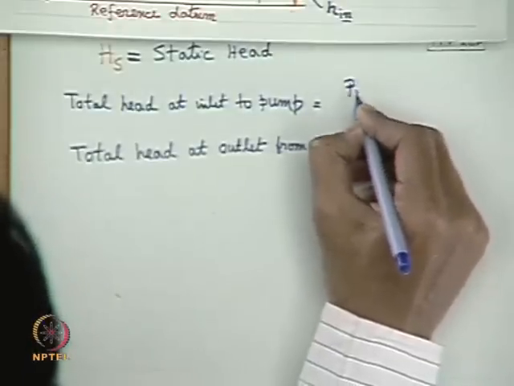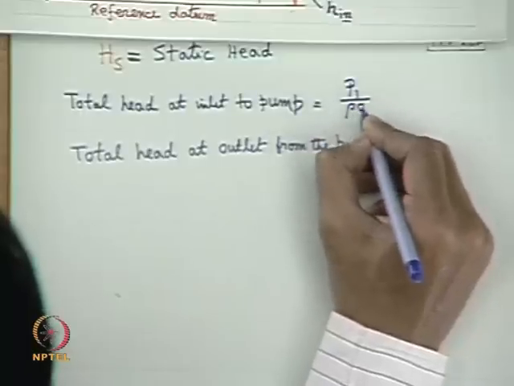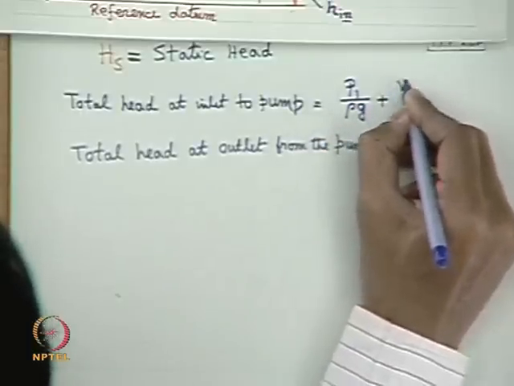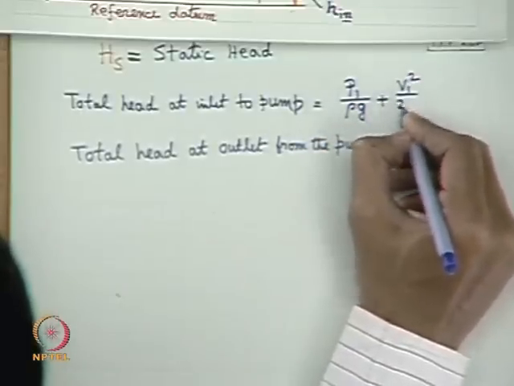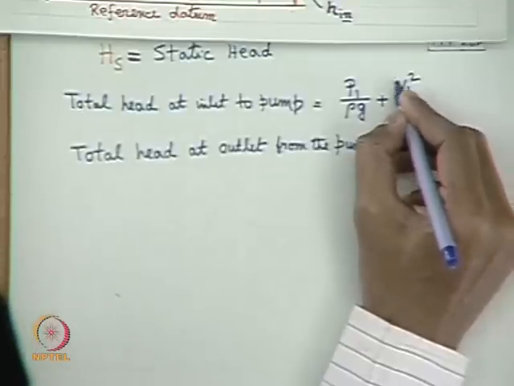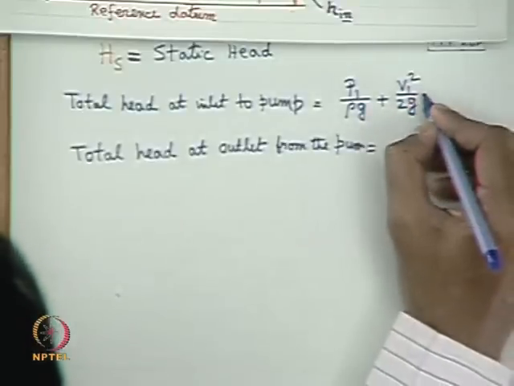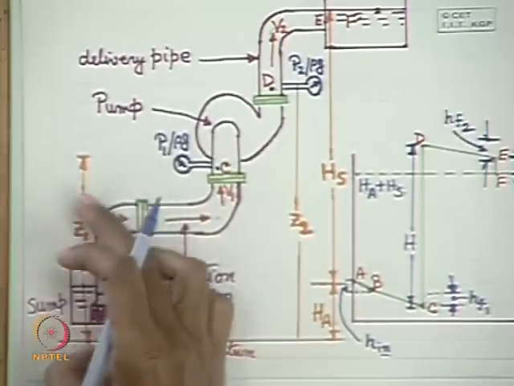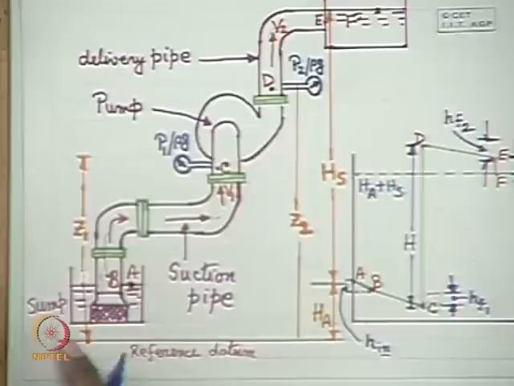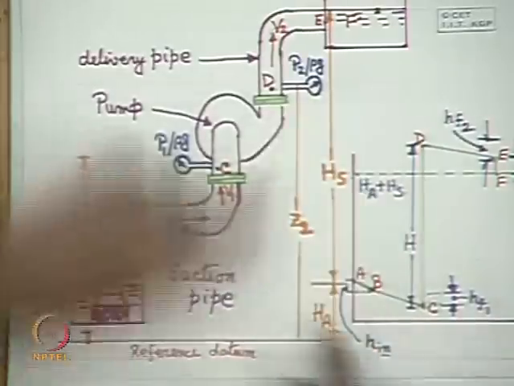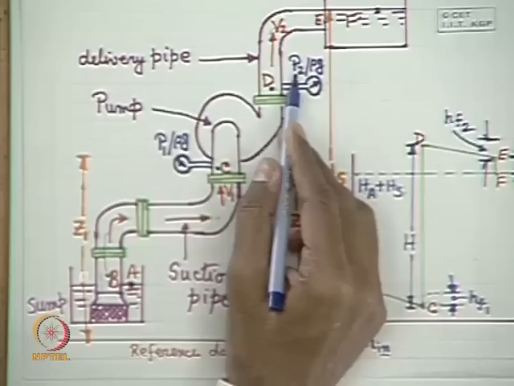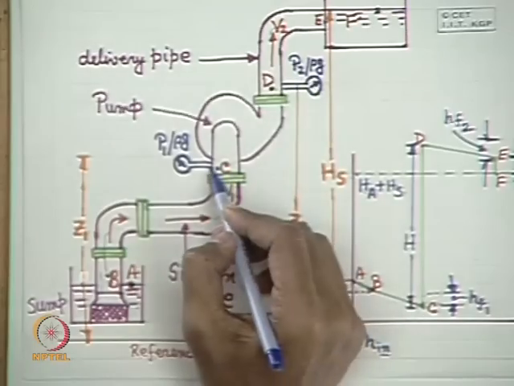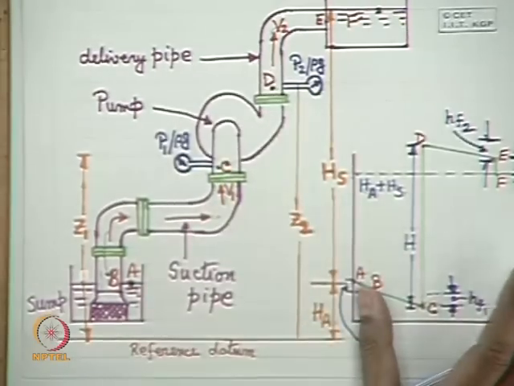If we consider P is the pressure, suffix 1 is the inlet to the pump, the corresponding velocity, that is the velocity of the fluid at the inlet to the pump, that means the velocity of the fluid in the suction pipe, plus Z1, let Z1 be the elevation from a reference datum at the inlet. Similarly, Z2 is that at the outlet, and P1 by rho g and P2 by rho g are the pressure heads, these are shown by the pressure gauges.